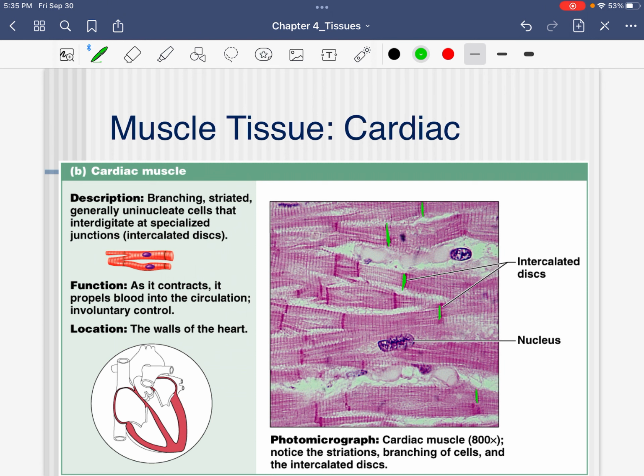Where do we find it? In the heart. And of course, it propels blood into the body, pumps blood out to the body. This is involuntarily controlled.